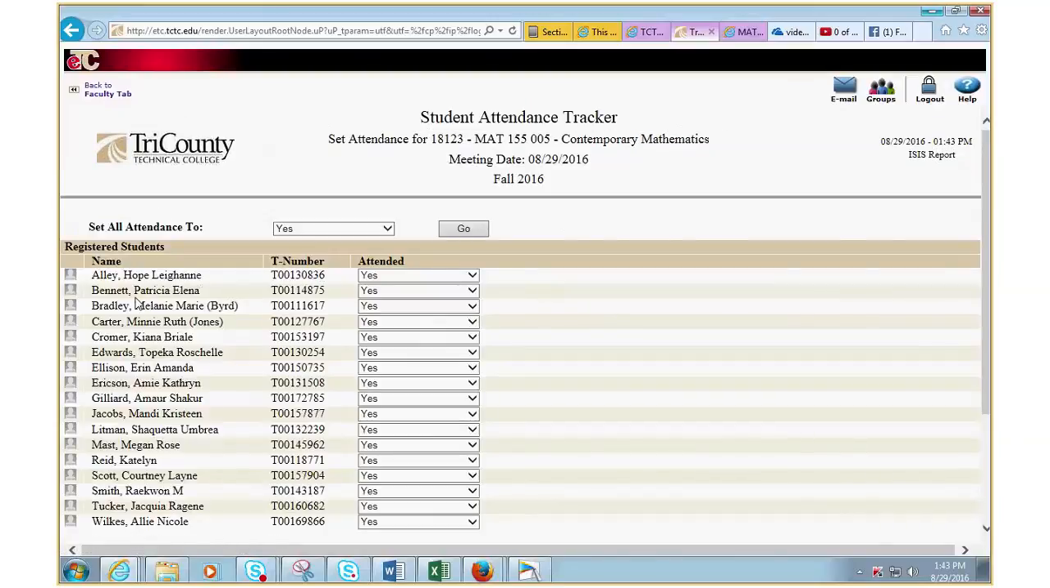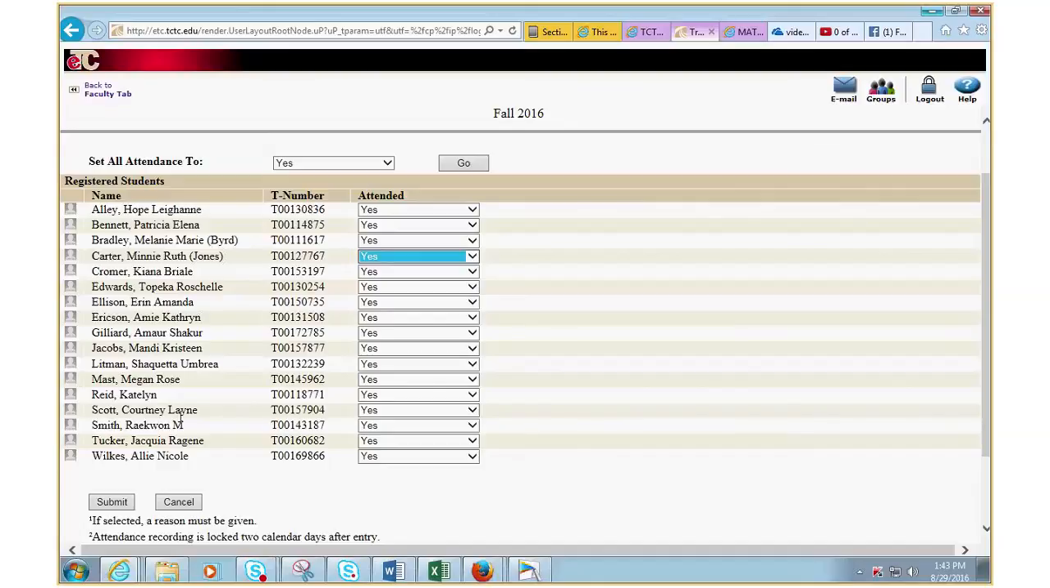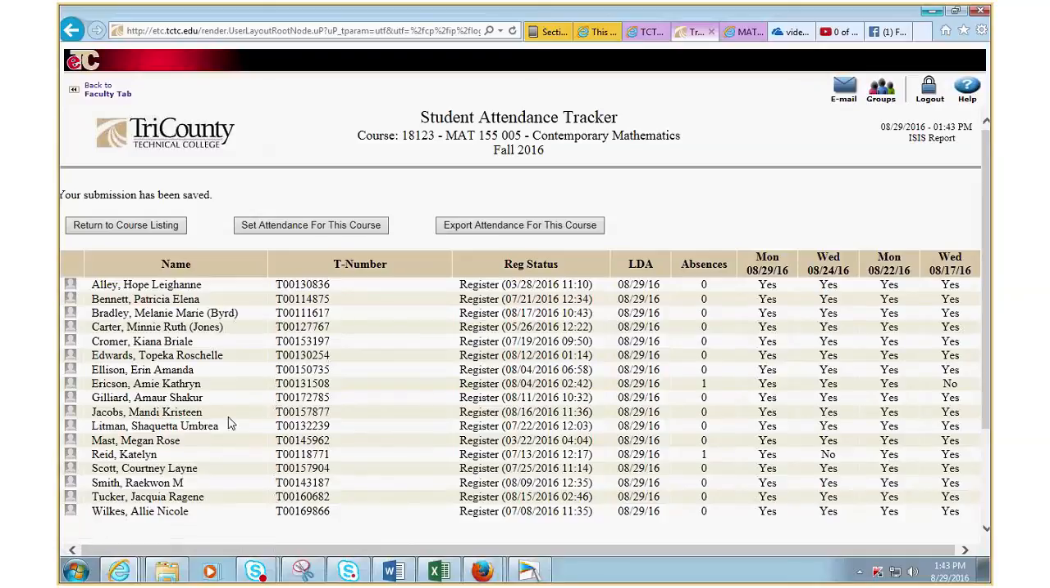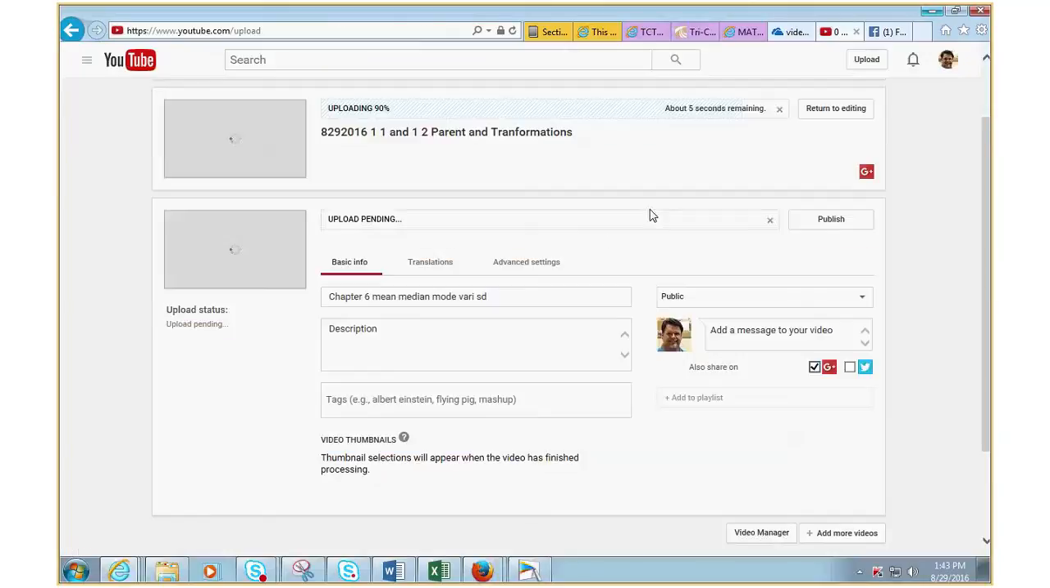Allie, Bennett, Bradley, Carter. Carter, she is here. Yes, she definitely knows. Cromer, Edwards, Ellison, Erickson, Gilliard, Jacobs, Littman, Mass, Reed, Scott, Smith, Tucker, and Wilkes. Which one's Miss Wilkes? You sent me a question. Okay. Trying to learn names. It's going to take me a while because I'm terrible with names. Why is it taking so long? Okay, I guess I'll just wait for that.